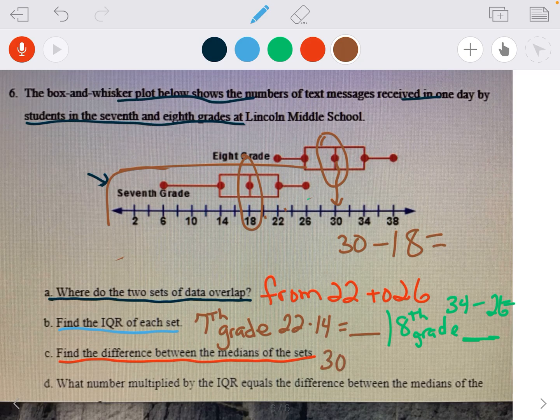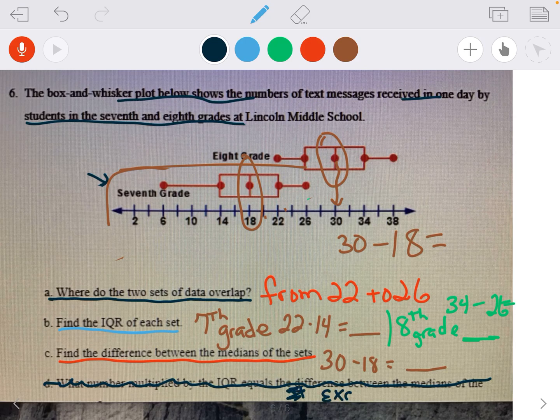It's asking you for the difference. So 30 minus 18 gives you blankety blank. You can fill in the blank. Okay, that's your answer. This is what I want you to do for the last one. I don't want you to do it. It will take you forever, and I don't think it's a fair question.